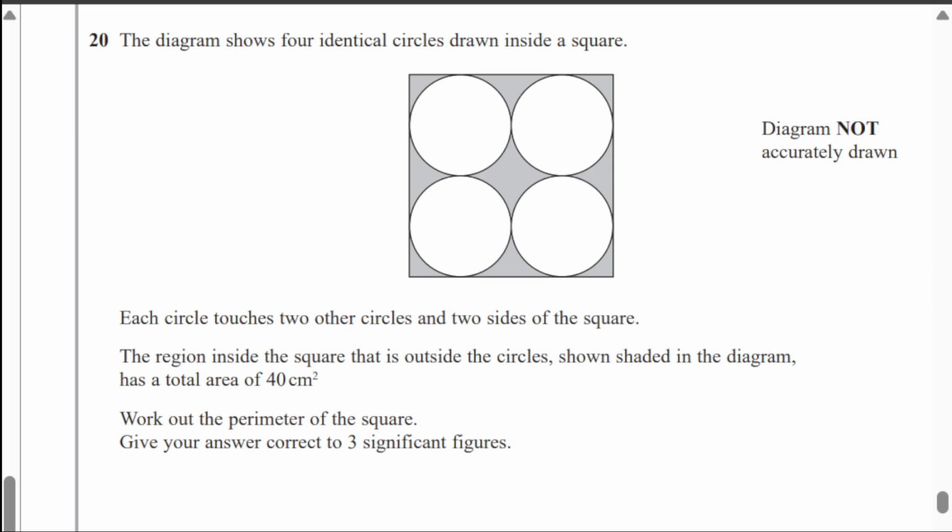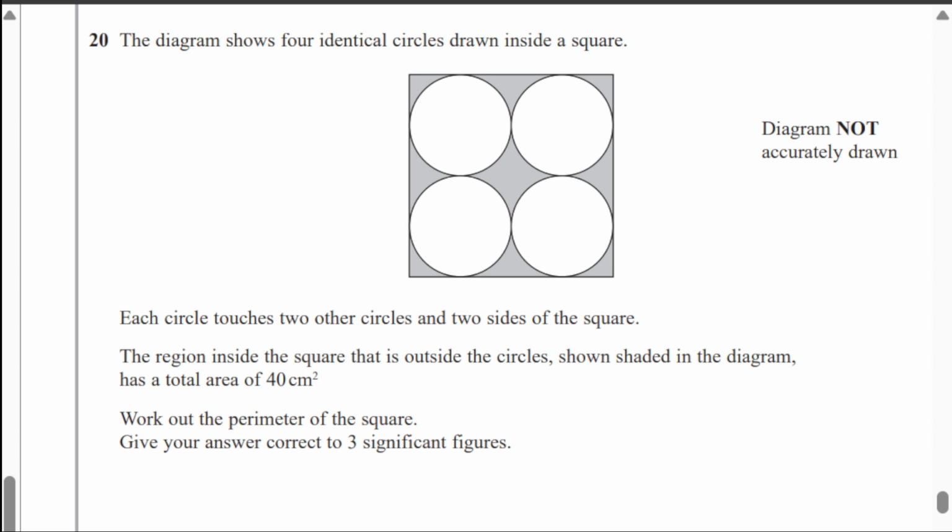These questions decide your score, your result. The question says there is a square. Inside of this square there are 4 circles. They didn't give you anything but the shaded area. So they told you the shaded area is equal to 40 centimeters squared. They didn't give anything else. So the shaded area is 40, and they ask you to find the perimeter of this square.